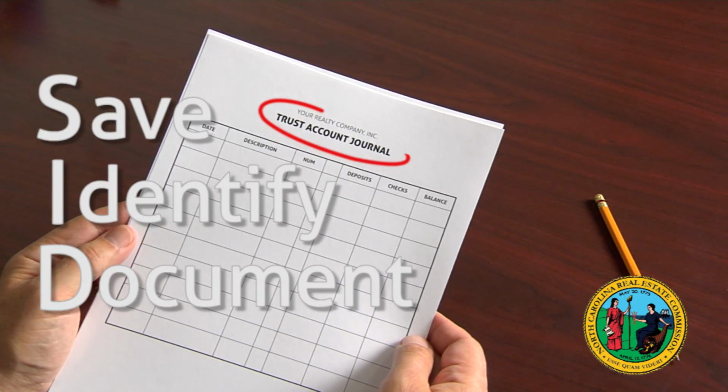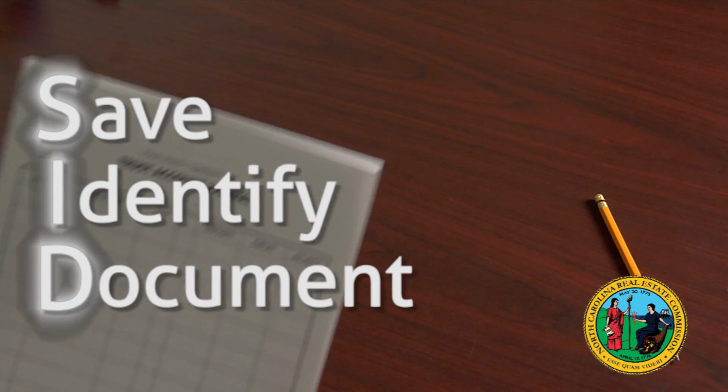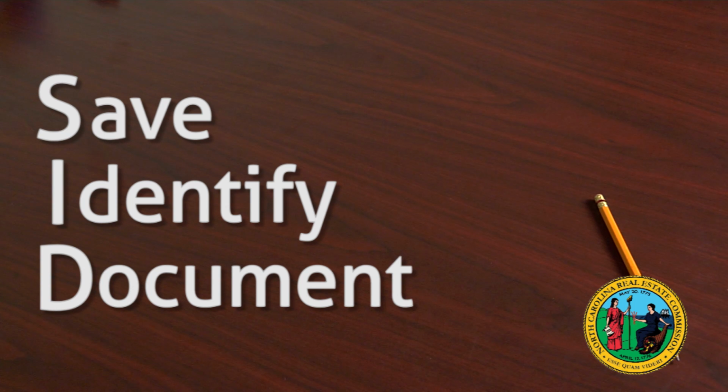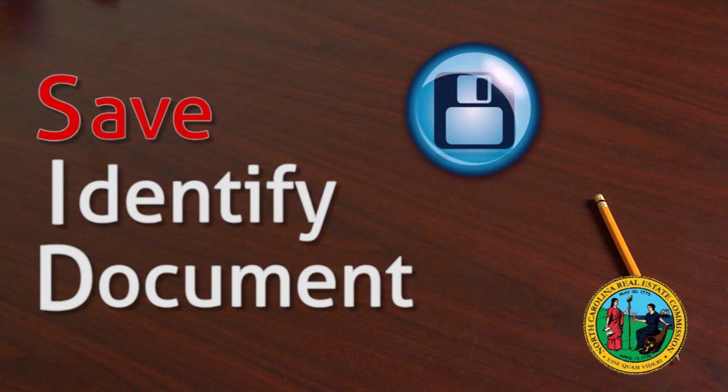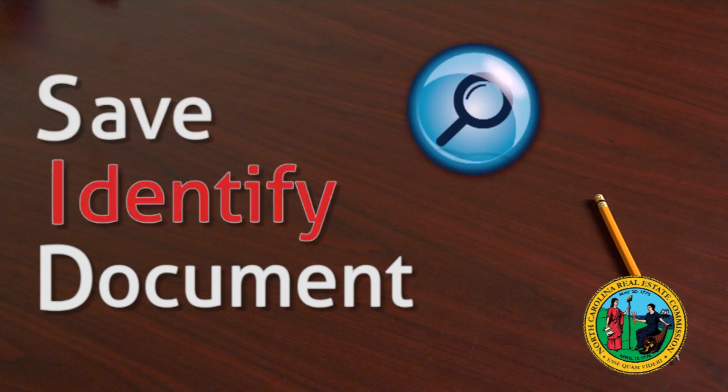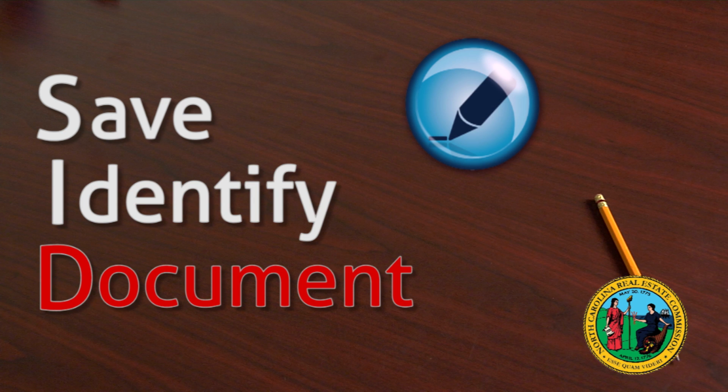To make sure your trust account records are complete and in compliance with the Commission rules, use the SID method to prepare your trust account records. Save all trust account documents. Identify the items that need to be recorded on each trust account document in order to be in compliance with the Commission's rules. Document the required items on the appropriate trust account records.